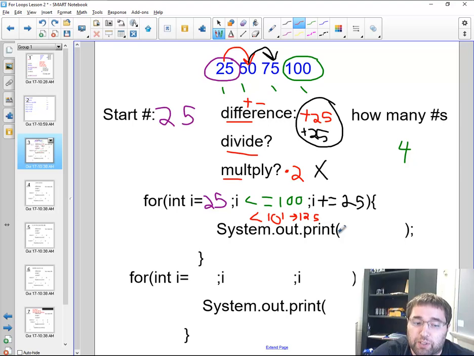So, what do I output to the screen? With this one, I just output i, because i is the value that changes, and i becomes 25, 50, 75, 100.